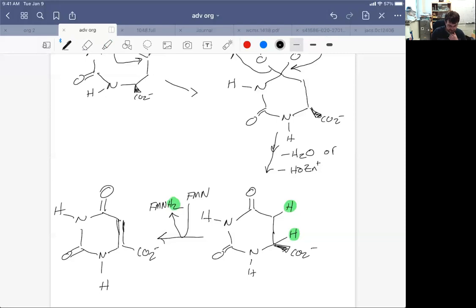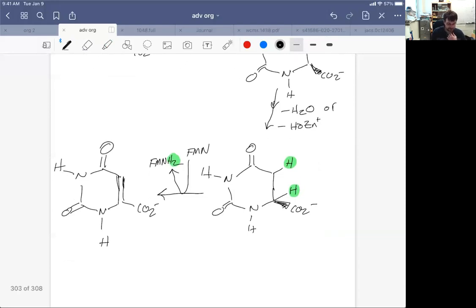And there's a good discussion on this desaturating enzyme that pulls these 2 hydrogens off in the book. I'm just not going to go through it. Instead, what I want to focus on is the orotate, the fate of the orotate.